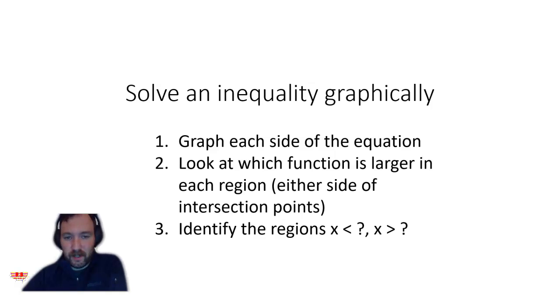If you have to solve an inequality graphically, start by graphing each side of the inequality. Step 2, look at which function is larger in each region. So you're going to look around the intersection points and see which function is bigger in each region. And then just identify those regions. Just look at the graph and see which is bigger. You'll have to ask yourself, is x less than some number? Is x bigger than some number? But if you just carefully go through, you'll be able to pick off those regions.